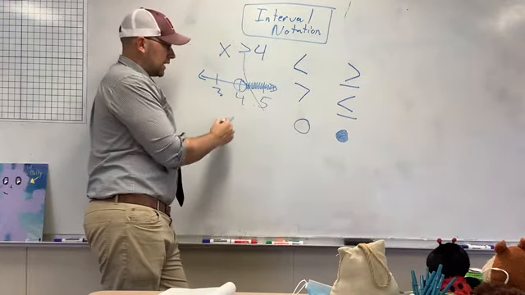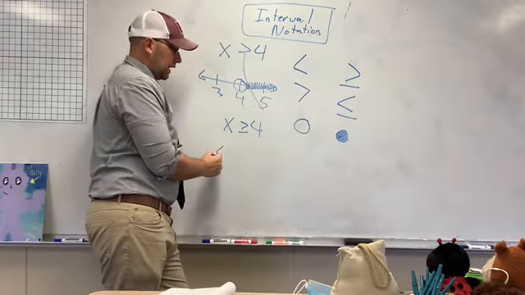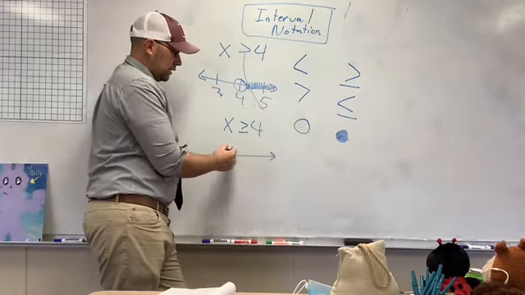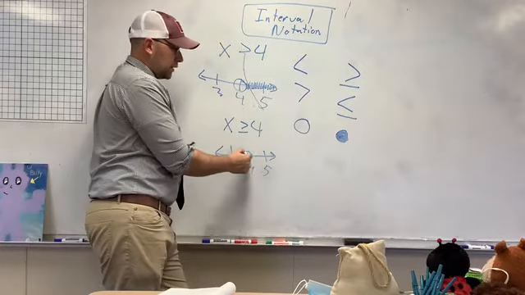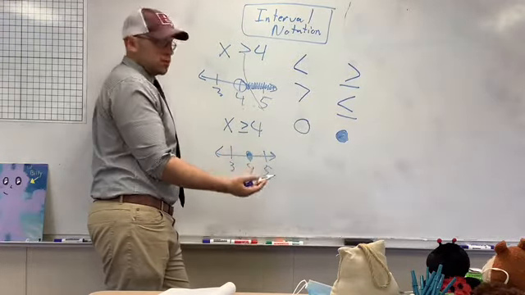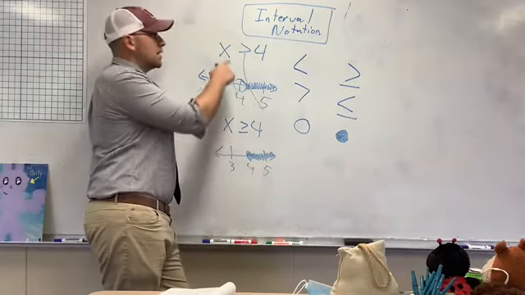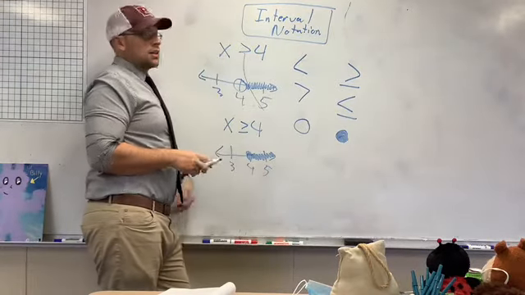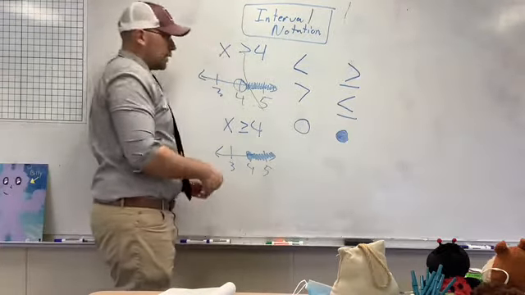If I did x is greater than or equal to 4 on a number line, then I do a closed circle because it includes the 4 and everything above it. So x can be 4 here, it can't be 4 here. So in interval notation, we just show this a different way.